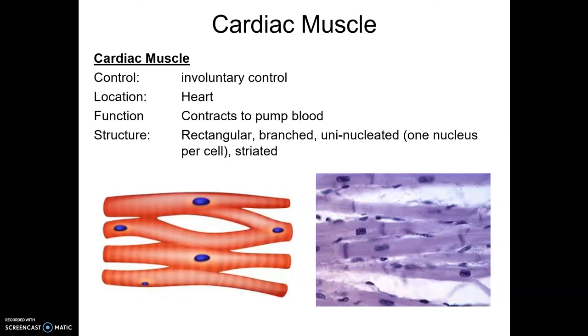The second muscle tissue is cardiac muscle. Cardiac muscle is under involuntary control and is located in the walls of the heart. When cardiac muscle contracts, it squeezes the chambers of the heart to pump and circulate blood through the heart and body. The structure of cardiac muscle cells is rectangular shaped and branched. These cells are also striated. However, cardiac muscle cells are uninucleated.